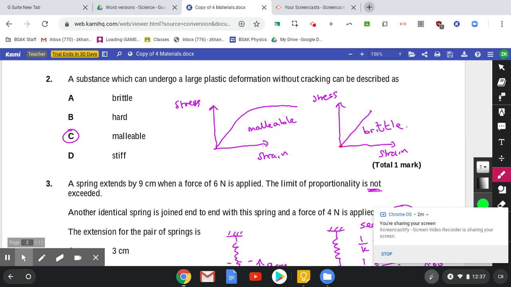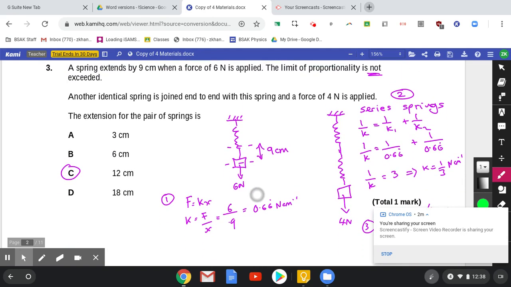A brittle material does not show any plastic deformation region. It gets to a point, breaks, done. That is a graph that signifies that the material is brittle. So, a state which can undergo a large plastic deformation without cracking, it will be malleable. With no plastic deformation, that would be brittle. Okay, right. Question 3.